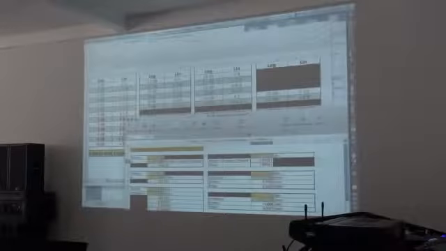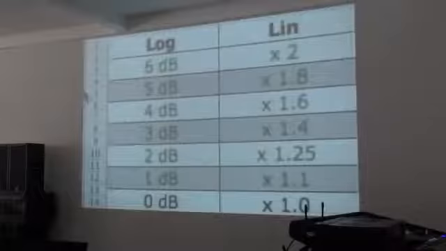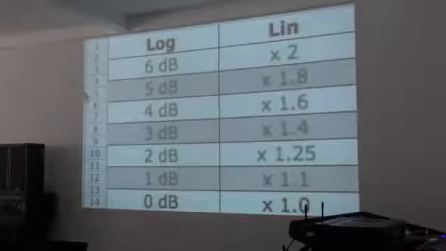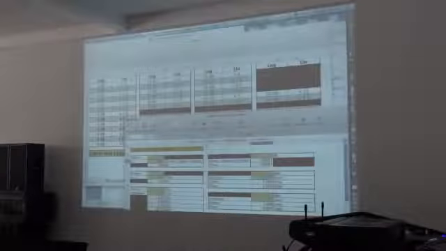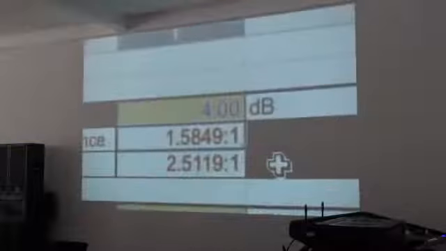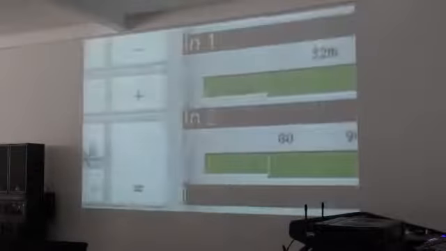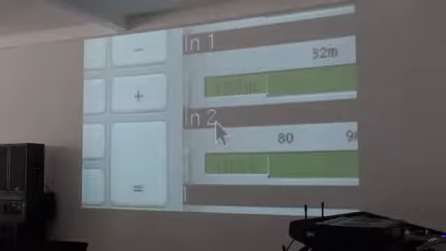So, I am using 1 decimal, 1.4. 4 decibels in this chart says 1.6. The exact value for 4 decibels is 1.58. With 1 decimal, 1.6. You can read here 1.59.